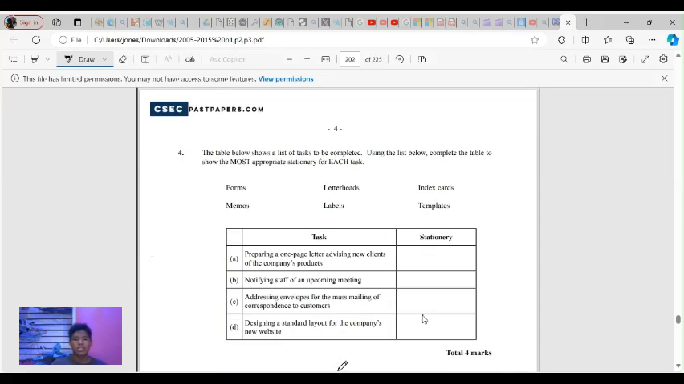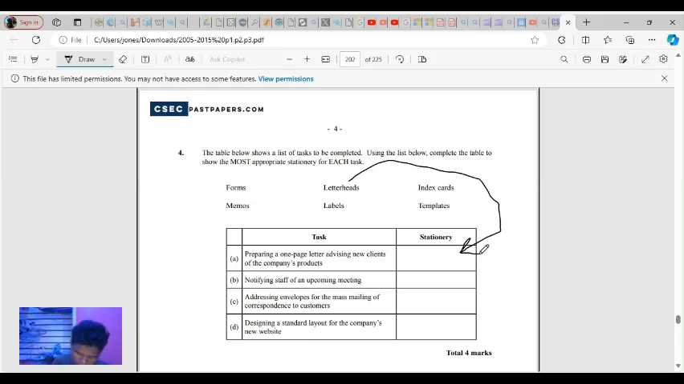So it says here, the table below shows a list of tasks to be completed using the list below. Complete the table to show the most appropriate stationery for each task. It gives you forms, letterheads, index cards, memos, labels, and templates. Your task: prepare a one-page letter advising a new client of the company's products. What stationery do we need? That's simple. It is letterhead. So I just put it right there, letterheads.